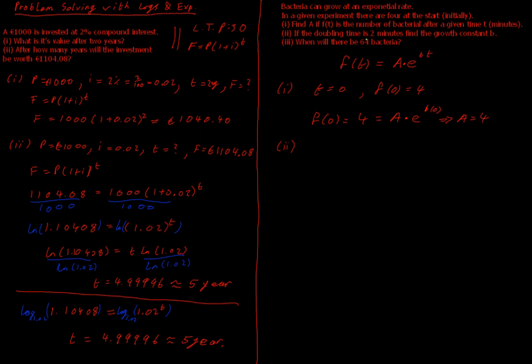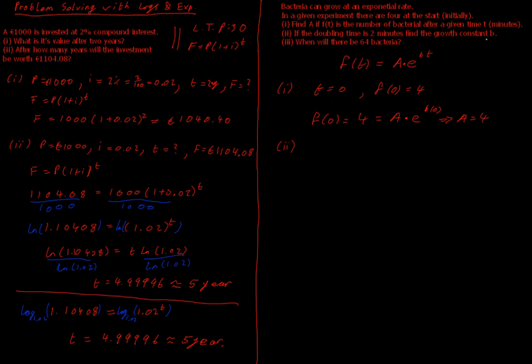If the doubling time is 2 minutes, find the growth constant B. So B is our letter up here. And you'll notice that if I was doing this in an exam, I might be daunted by the fact that I had 2 unknowns in my equation and I wasn't given enough information to find them in part 1. But because I end up multiplying by 0, as you can see, I don't need to know B in order to find A, just to highlight that fact.